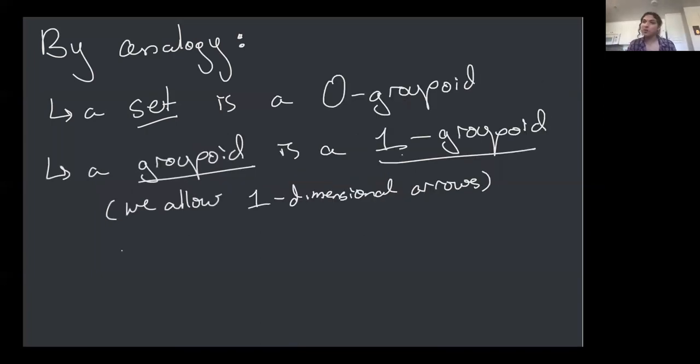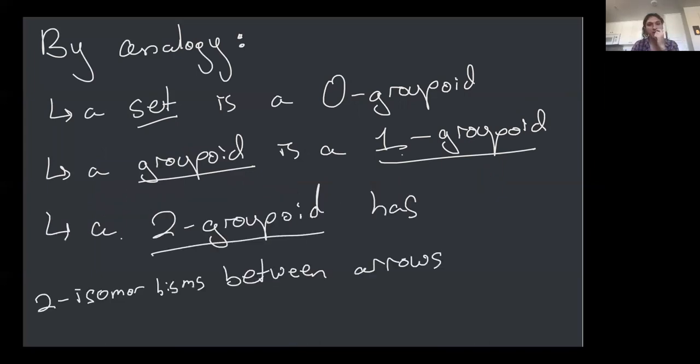A groupoid, we think of as being a one groupoid because we allow one-dimensional arrows between things. And a two groupoid, not only do we have points and arrows, but we now also have two isomorphisms. So in the category of categories, for instance, you can think about these as being natural transformations between functors between categories. But for us, you want to think about them geometrically as being two cells which are bounding a path, or which fill some boundary that you have in your space.